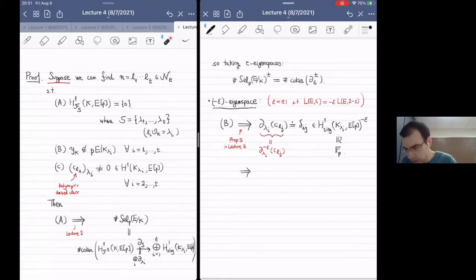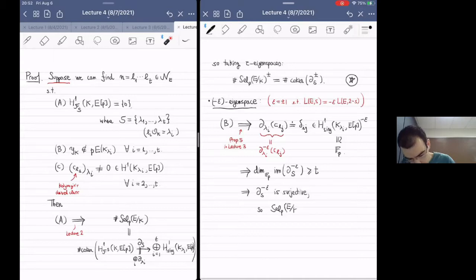So this implies that the dimension over F_p of the image of partial S minus epsilon is at least t. But the target is t-dimensional, because each of these is one-dimensional and we have t of them. So this tells us that the map partial minus epsilon is surjective. And therefore, by this equality, let me call it star, we get that the minus epsilon eigenspace of Selmer is trivial. Any questions so far?